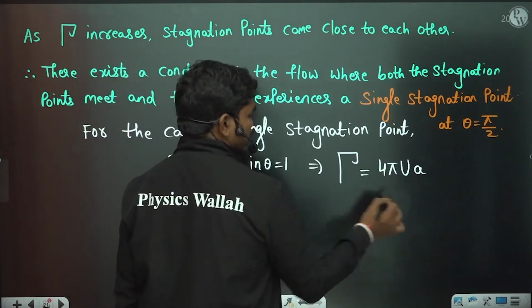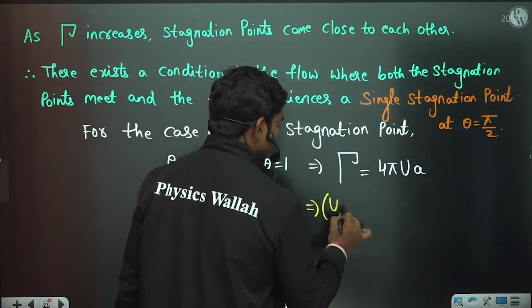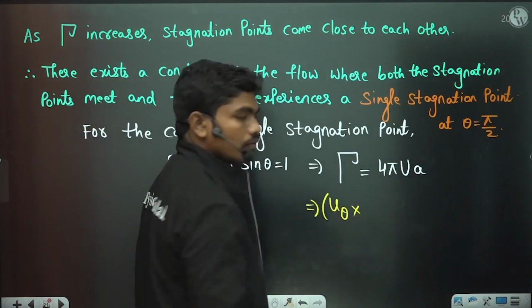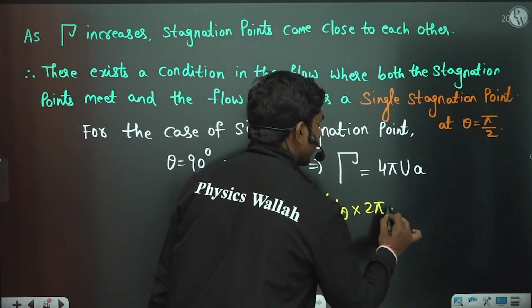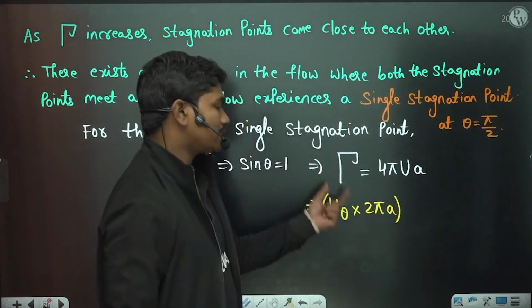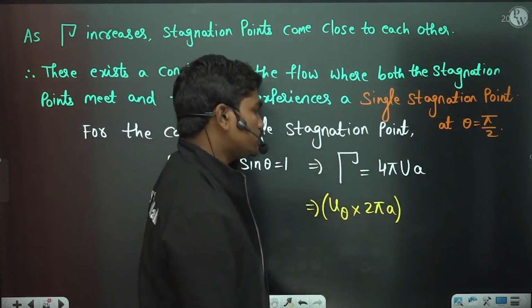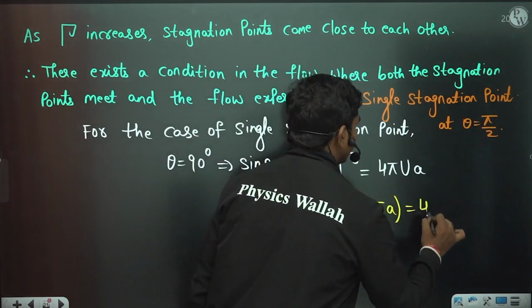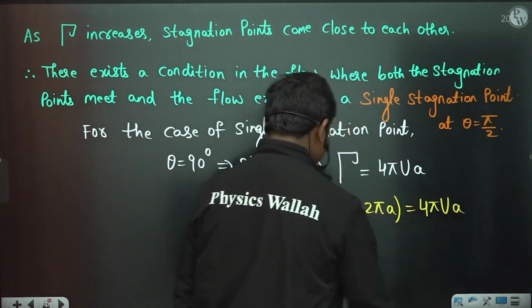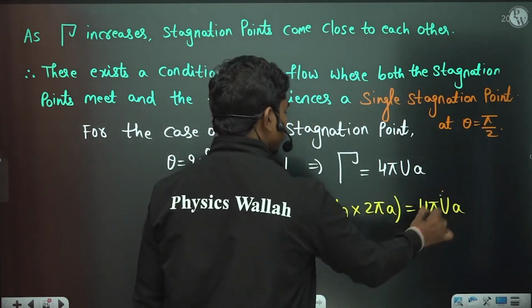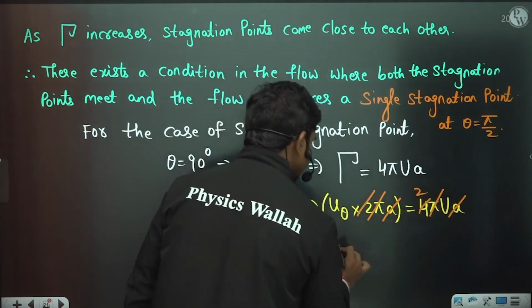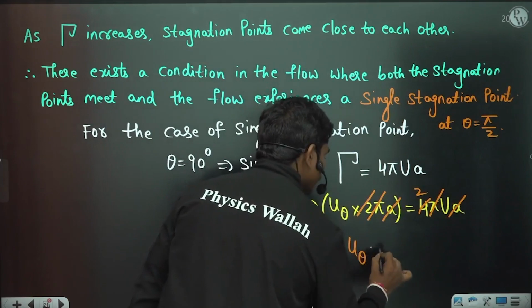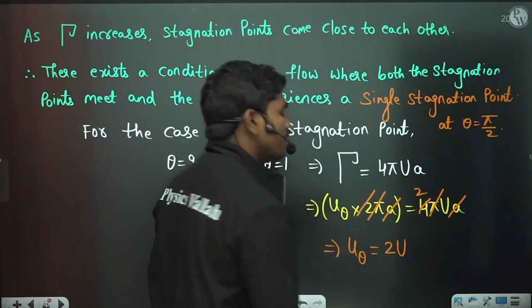circulation is actually equal to u theta, means the top velocity, the velocity of the particles on the surface of the cylinder, into 2 pi r, and r is nothing but a in this case. So this is the value of circulation, u theta into 2 pi a. So this is equal to 4 pi u times of a actually here. If you simplify, pi gets cancelled, 2a can cancel this a, and this is 2. This implies your u theta should be equal to 2 times of free stream velocity.